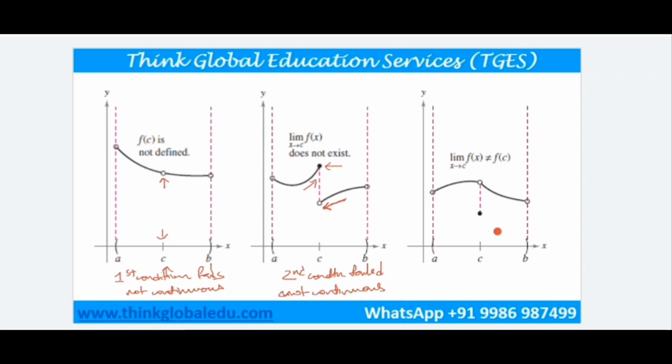Looking into the third graph, we can see that the function is defined at c at some point and the limit exists because the left and right limits approach the same point, but the limit value is different from the defined value. It is in two different positions, which means the third condition fails, which also makes this function not continuous in the given interval. From this we get the idea that even if one condition among the three fails, the function is said to be not continuous in the given interval (a, b).